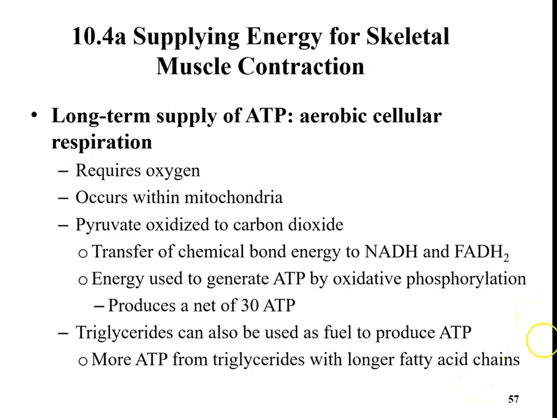Triglycerides can also come into this and be used as fuel to produce ATP as well. You can get more ATP from triglycerides that have longer fatty acid chains, okay? But big picture is that this long-term supply of ATP is going to require oxygen. How does your muscle get oxygen? It gets it through blood supply.